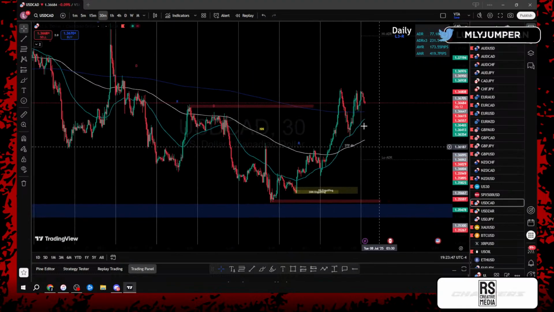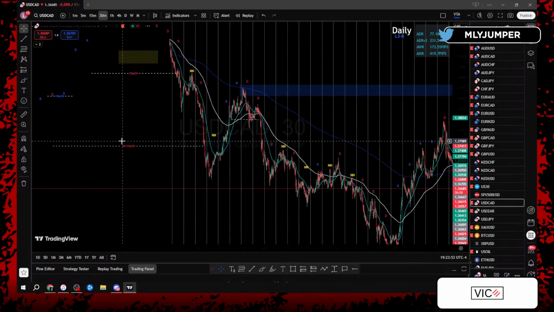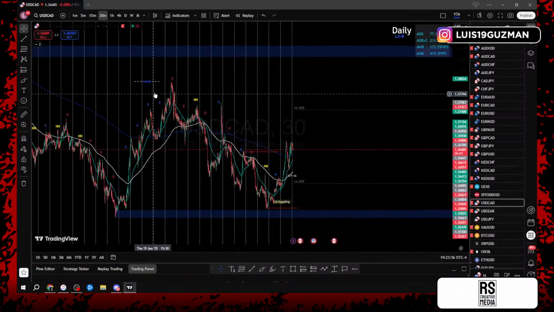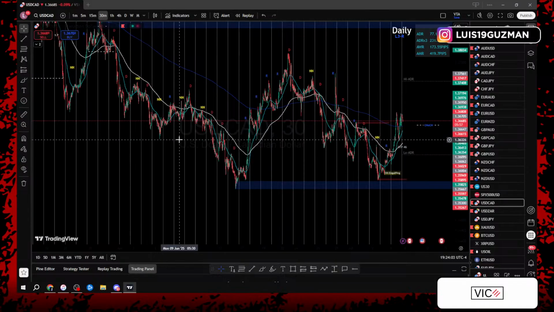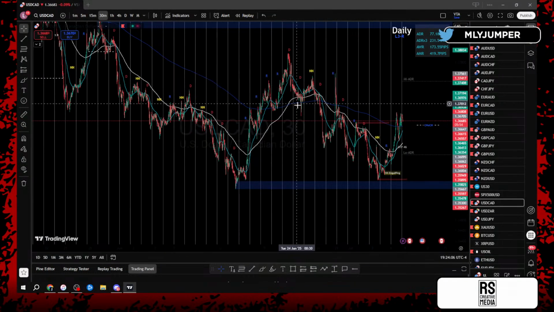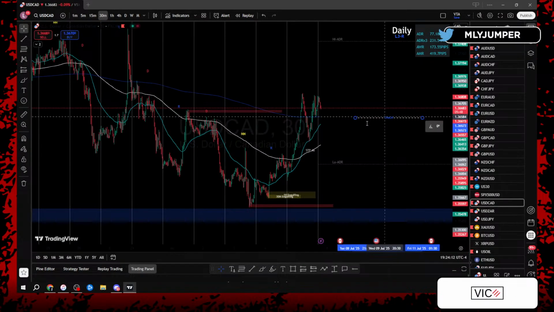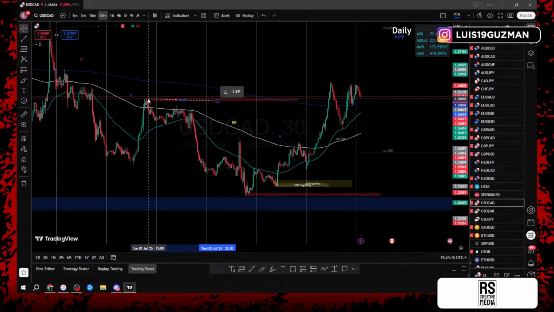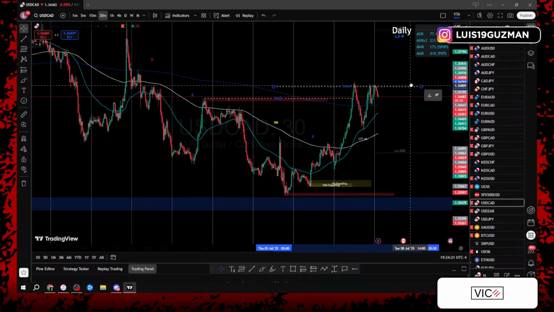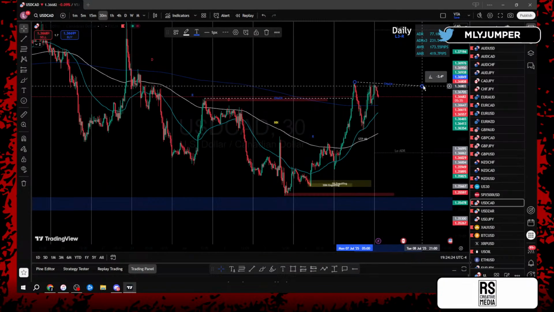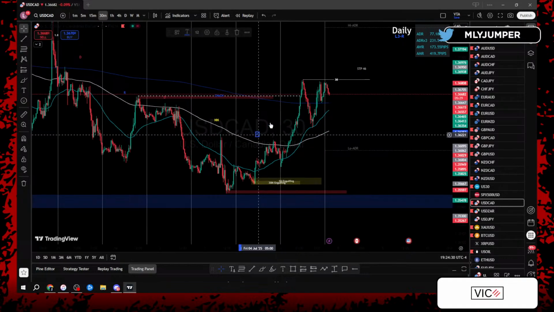USD CAD gave us another change of character. Right, are we finally starting this uptrend push once again back to the top side? Would be ideal. Right, and then price gave us the change of character. That change of character gave us now this 30-minute high. So we'll be looking for a 30-minute break. We have 2 days of rise.